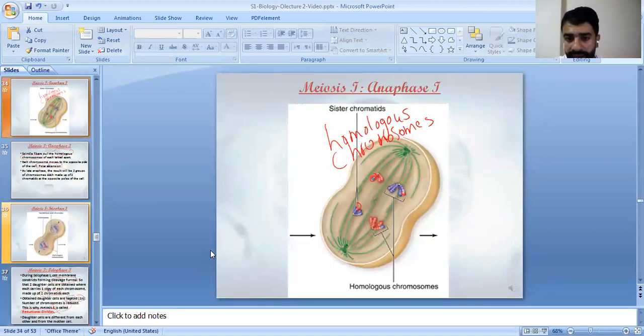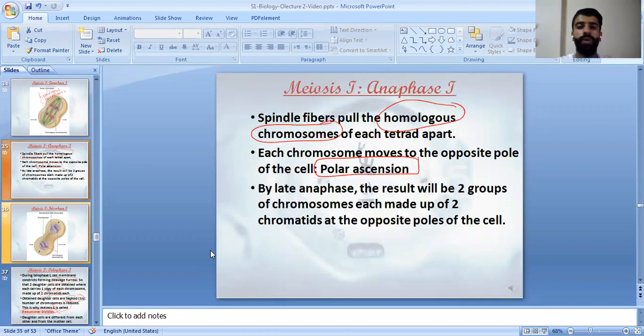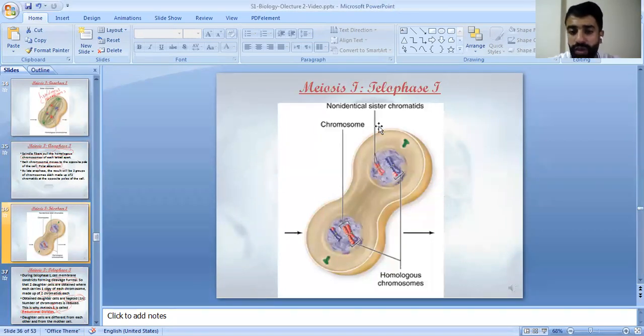In anaphase, the chromosomes move to the opposite poles, not the sister chromatids. So the spindle fibers will pull the homologous chromosomes of each tetrad apart. Each chromosome will move to the opposite pole of the cell, and this is known as polar ascension. In late anaphase, we will have 2 groups of chromosomes, each made up of 2 chromatids, at the opposite poles of the cell.